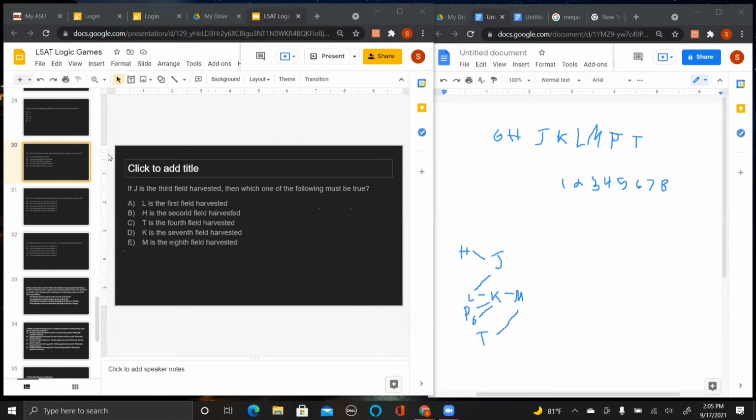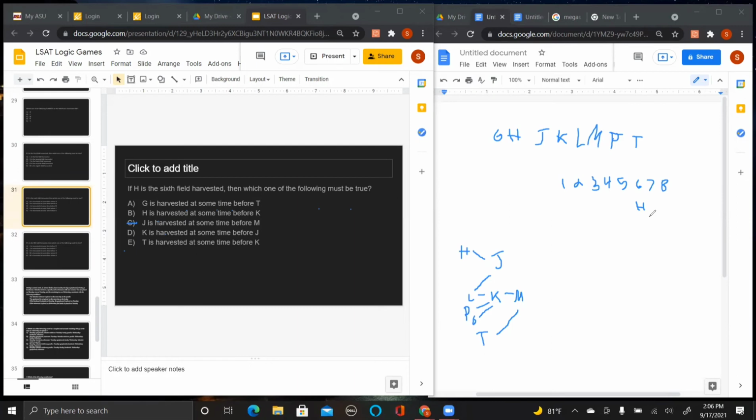All right, next question. If H is the 6th field harvested, then which of the following must be true? So if H is 6th, then 7 and 8 can be either J or M. It can flip, because we know M has to be either 6, 7, or 8, and J has to come after H. So when it says J has to be harvested at some time before M, no, not necessarily. They can flip-flop a little bit.